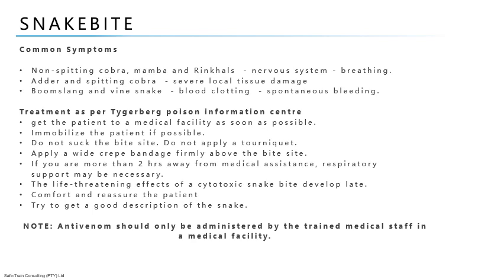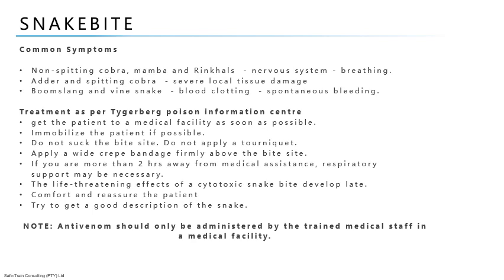Common symptoms. A non-spitting cobra, mamba, and wrinkle spite need urgent first aid treatment. Their venom generally affects the nervous system and can affect breathing. The adder and spitting cobra snake venom usually cause severe local tissue damage, with loss of tissue fluid resulting in shock. The boomslang and vine snake venom affects blood clotting and may result in spontaneous bleeding. In all cases, the first aid treatment should be to restrict circulation and prevent the venom from circulating to the heart and brain.